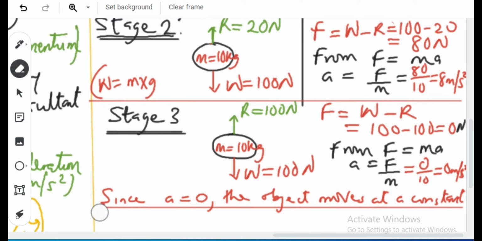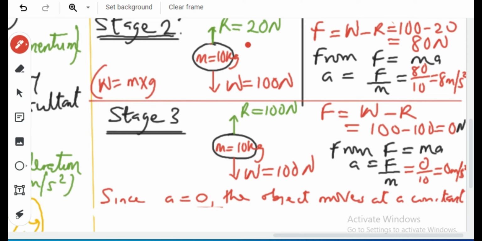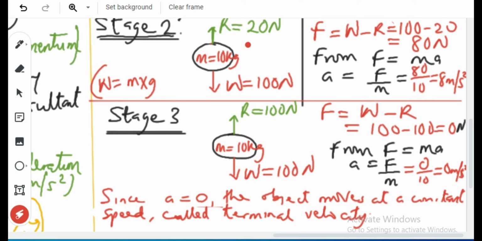That constant speed is what we call a very important name. We call that terminal velocity. Constant speed called terminal velocity. Did you hear that? Yes, sir. So, watch this. Since acceleration is 0, the object moves at a constant speed called what? Terminal velocity.